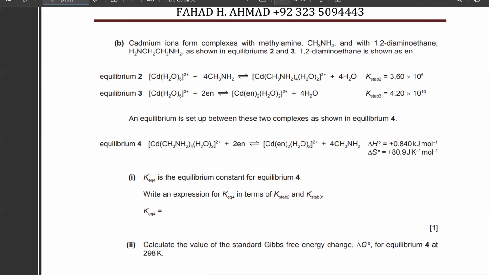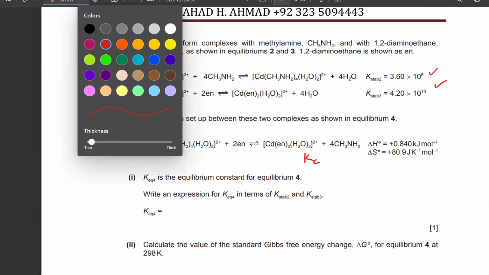So here's another one. He's saying that the K stab values for two ligand exchange reactions are given, and a fourth equilibrium is set up between these two complexes as shown here. So he's asking, write an expression for K equilibrium 4 in terms of K stab 2 and K stab 3. So you have to find out what this Kc is. K equilibrium is basically Kc, in terms of this.